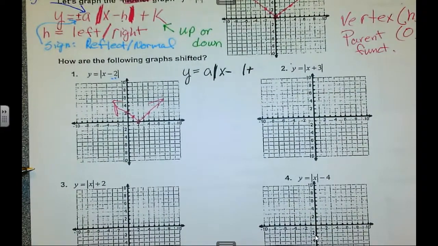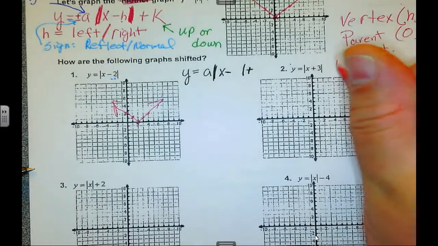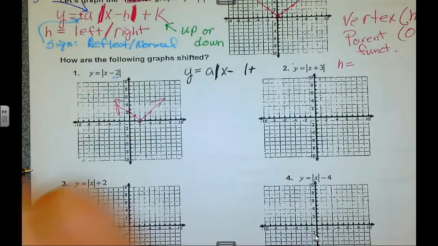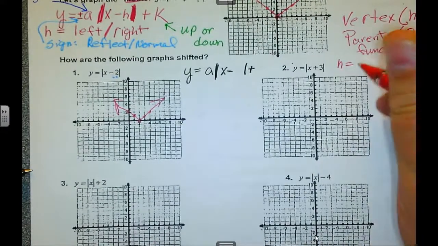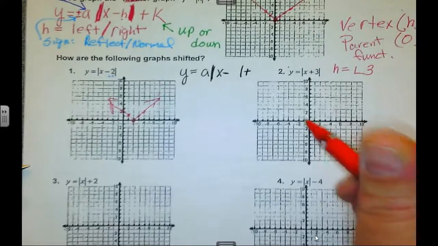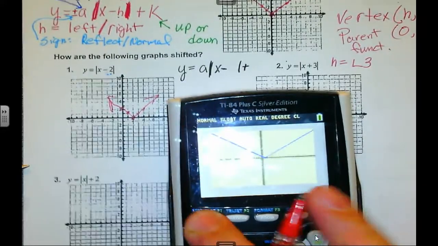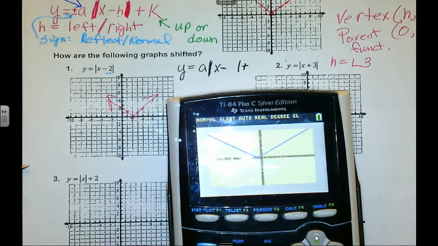Okay, number 2. Now, my 3 here is inside the absolute value, so it's an H. Which way am I going to go? Left 3. So I'm going to go left 3. That's my shift or transformation. If you want to do it in your calculator, no problem. Just go to your y equals. This time I want a plus 3, hit graph, and I can go to my table and get some points.